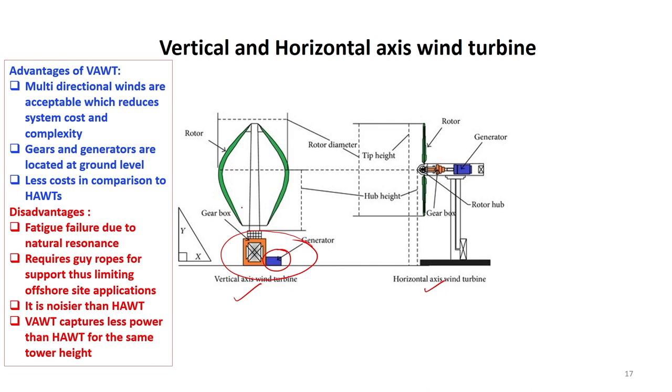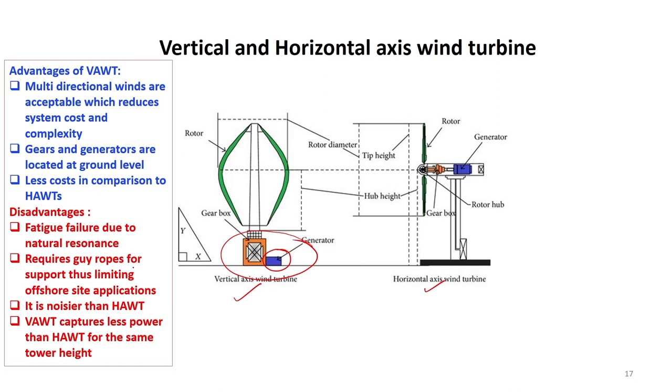So what are the advantages of vertical axis wind turbines? Multidirectional winds are acceptable, which reduces system cost and complexity. As I said before, the gears and generators are located at ground level. So maintenance is much easier, and it costs less in comparison to the horizontal axis wind turbine.